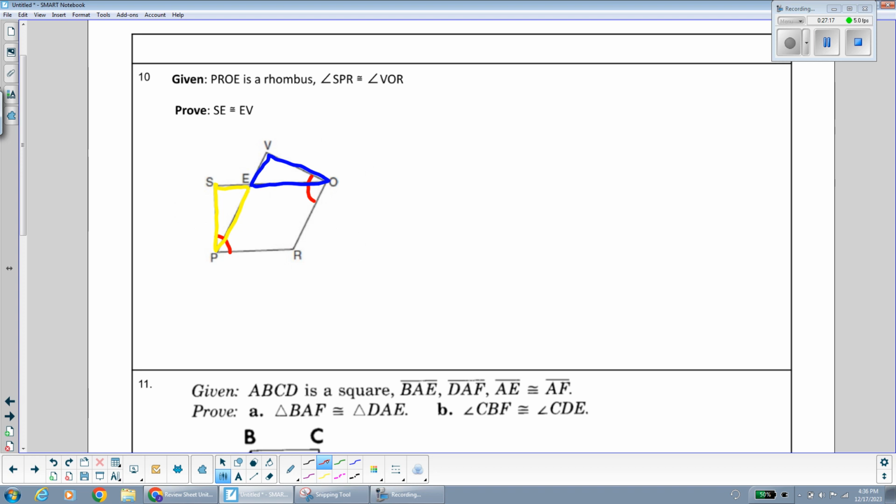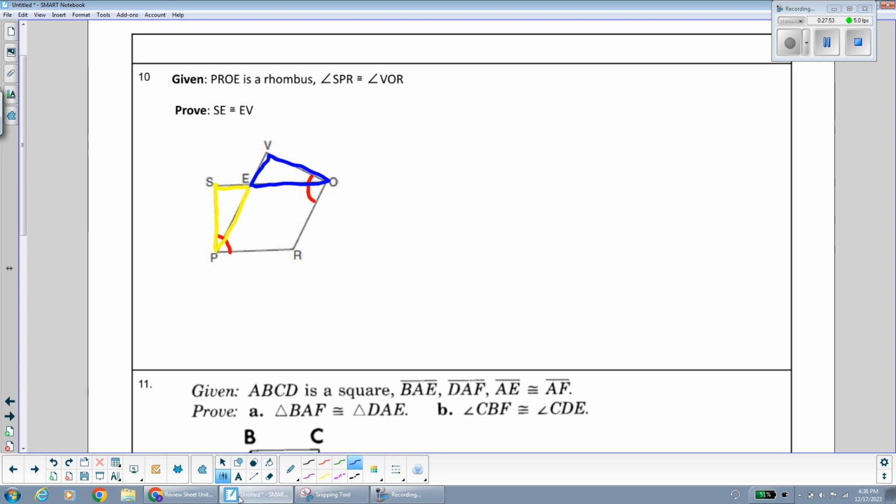So already we were given angle SPR, this angle, and angle VOR, this whole angle. But this angle is larger than what's inside the two triangles. I want to use subtraction. But remember, in order to use subtraction, not only do you have to start with congruent angles, but you also need to be subtracting congruent angles. So for example, if I wanted to take this angle and subtract off this to be left over with this, and I wanted to take this angle and subtract off this to be left over with this, I would need to know that these two are congruent in order to subtract from the big angles.